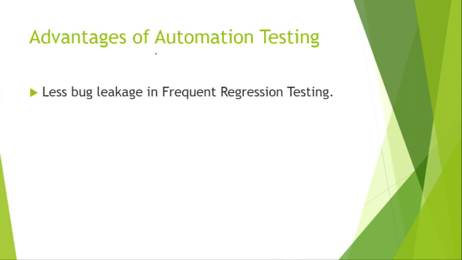First is less bug leakage in frequent regression testing. There are two terms you are seeing here: bug leakage and regression testing. Bug leakage is the list of bugs which are missed by the testing team, but will be found by your end user. So this is bug leakage.